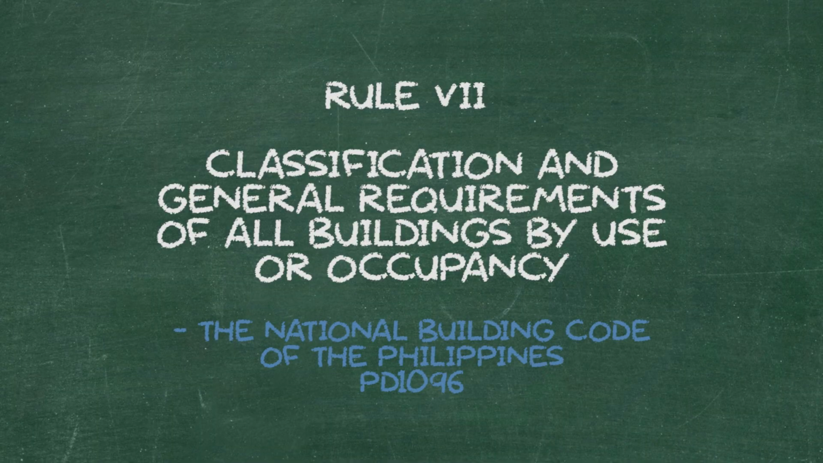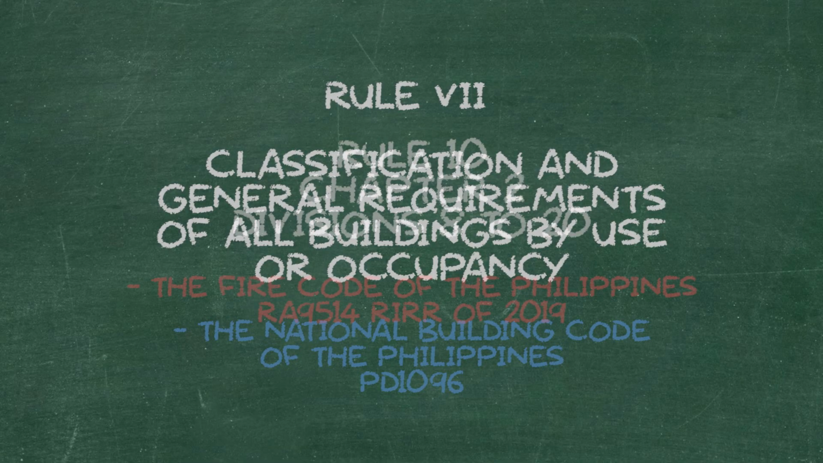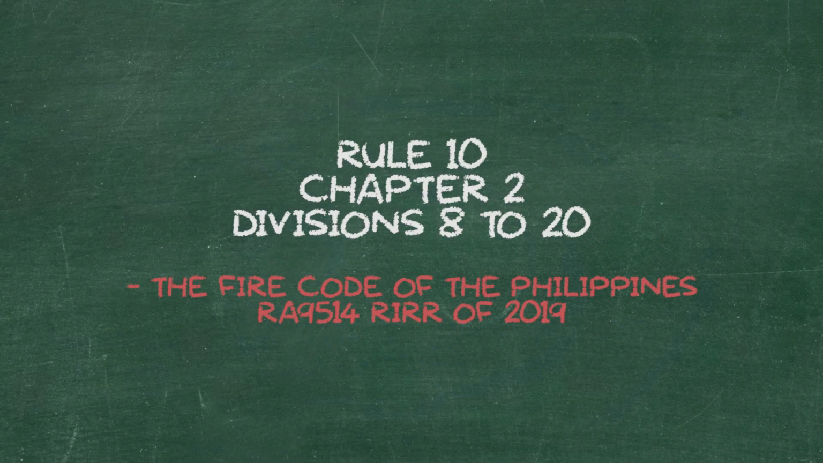For the National Building Code of the Philippines, you may refer to Rule 7 for the classification and general requirements of all buildings by use or occupancy. For the Fire Code of the Philippines naman, we may refer to Chapter 2, Division 8 to Division 20 for the occupancy classification and its definitions.